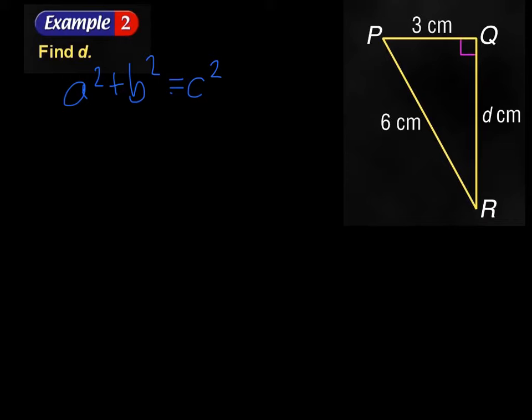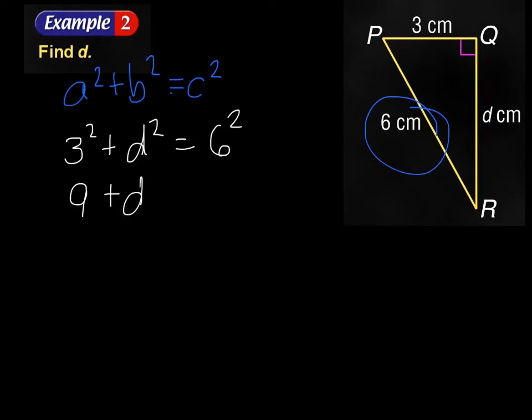Example 2 is simpler than example 1. Find d. Okay, now the only thing we really have to know using the Pythagorean theorem is which side is the hypotenuse. The other two are our legs. Okay, so the hypotenuse is opposite the right angle, so my hypotenuse is 6. So I can plug in 3 squared plus d squared equals 6 squared. So 9 plus d squared equals 36.